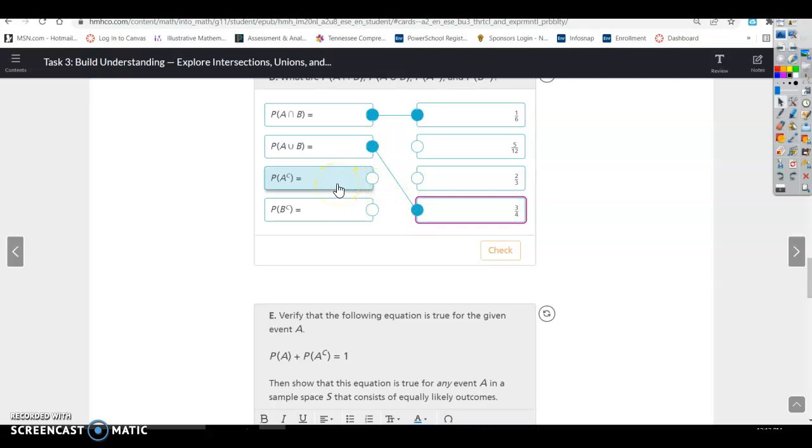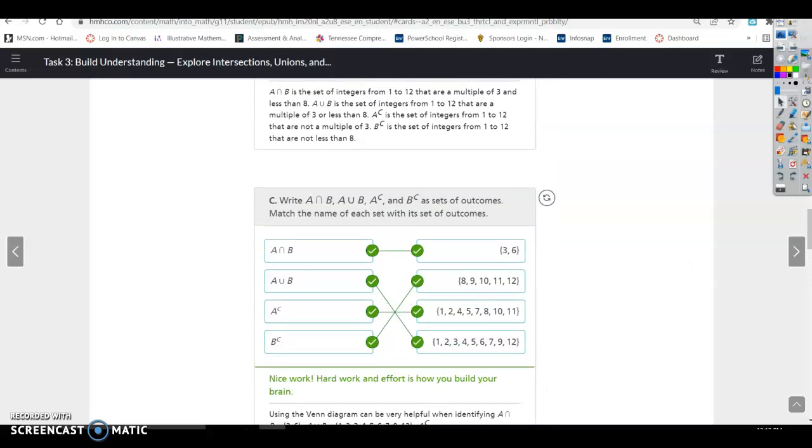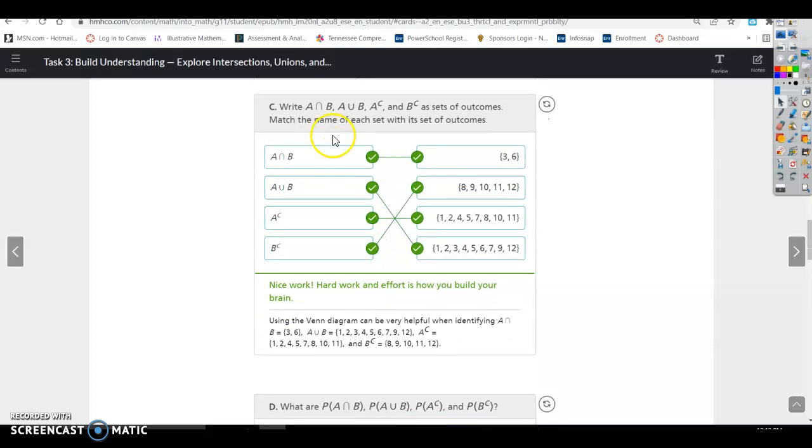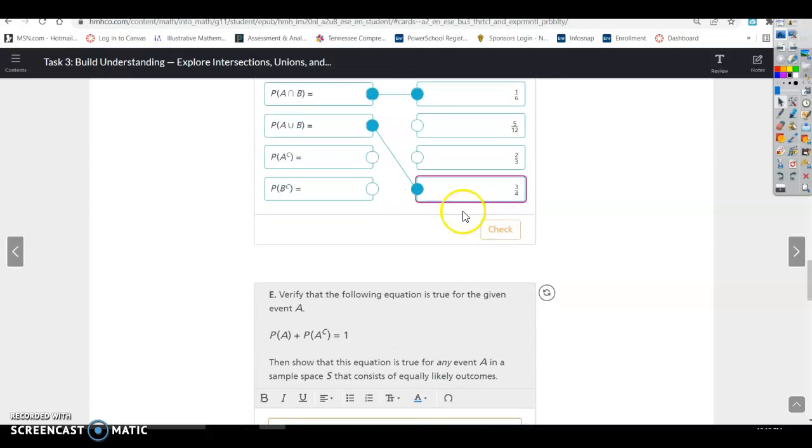And the complement, so A complement is everything in B. So we got 1, 2, 3, 4, 5, 6, 7, 8 out of 12, which is 2/3.